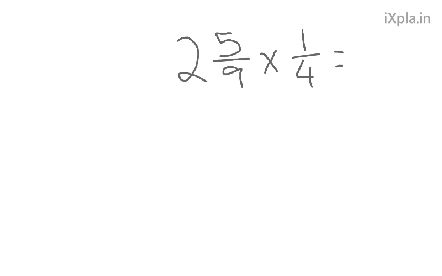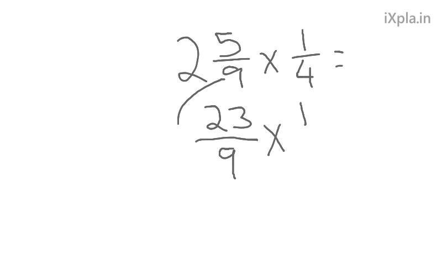C. 2 5/9 times 1/4. Two times 9 is 18, plus 5 gives us 23, over, we'll keep our denominator that we had, 9, bring down everything else. Okay, and then we look, does anything cross-cancel? Nothing does. So we multiply our numbers and we get 23 over 36.